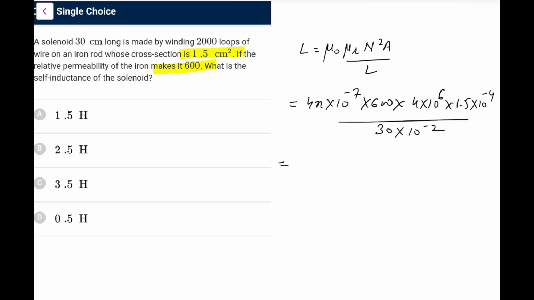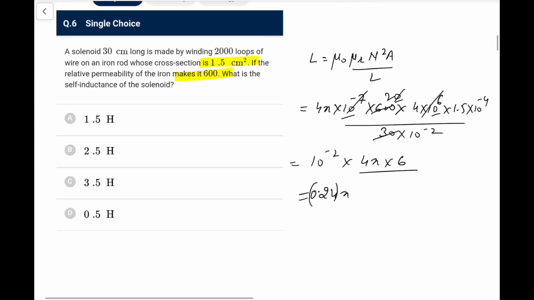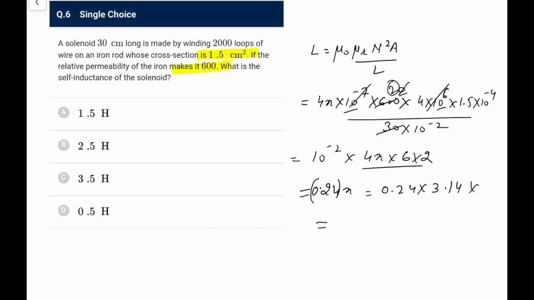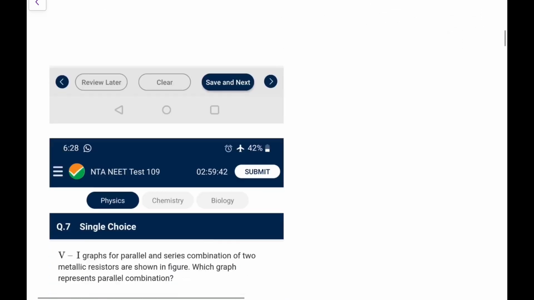So what we can do, this is 30, this would be 20, minus 7, 6 and 1, 7. So this would be 10 to the power minus 2 if I do, and this is 4 pi into 4 into 1.5, that is 6. 6 4s are 24 pi, or 0.24 pi I can write. So 0.24 into 3.14. This 2 was also there, so this is 2 into 2, sorry. So it is 0.48 into 3.14, that is half of 3.3, approximately 1.5. Going by these options, it would be approximately 1.5 Henry. You can go for next.